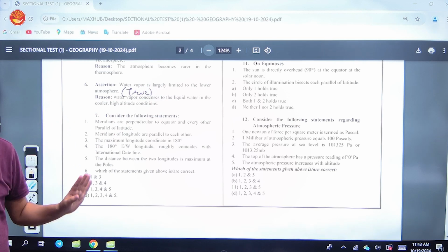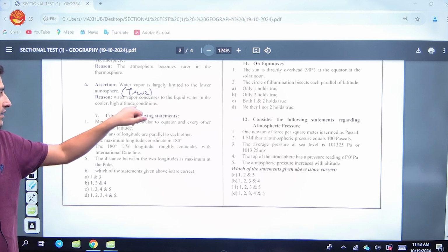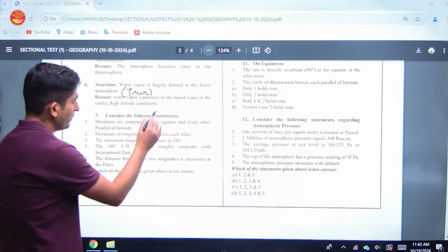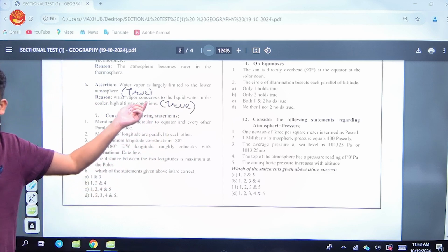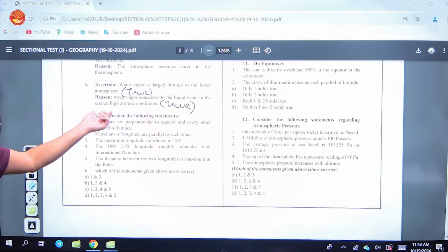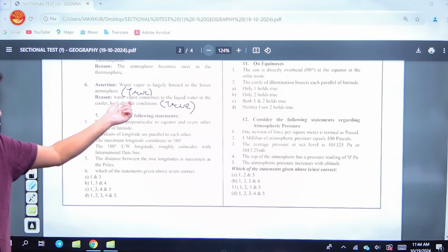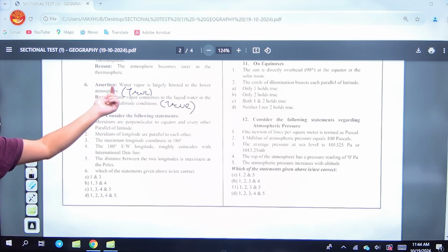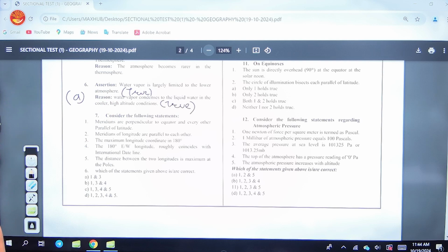इसमें कोई भी दो राय वाली बात नहीं है। Water vapor condenses to liquid water in the cooler higher altitude conditions. Yes, this is also true and it correctly explains the distribution of water vapor in the atmosphere. क्या पायल समझ आया? So yes, both are true and the reason correctly explains the assertion. So again for question 6, the answer is option A.